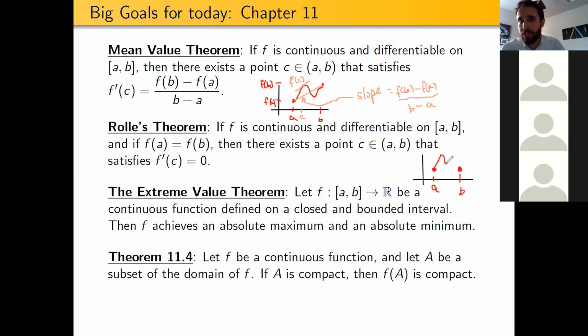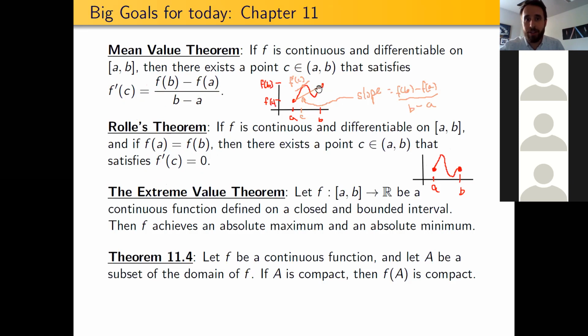We realized that Rolle's theorem is just the mean value theorem in the particular case where f of a is equal to f of b. Notice, if f of a is equal to f of b, then f of b minus f of a, that numerator, becomes 0, and this equation just simplifies down to say f prime of c equals 0. So Rolle's theorem is the particular case of the mean value theorem where the two endpoints start off at the same height.